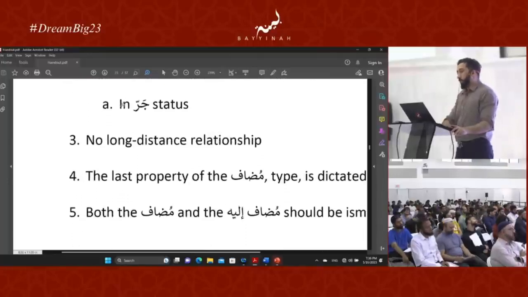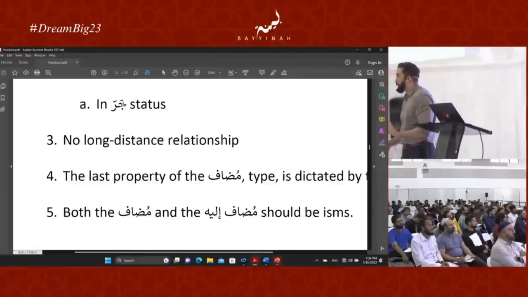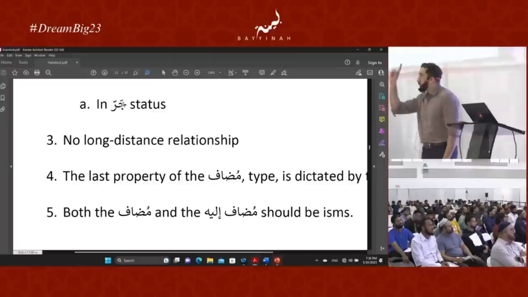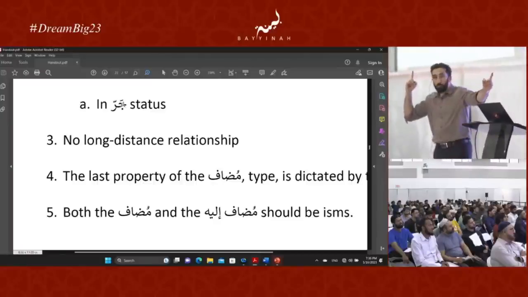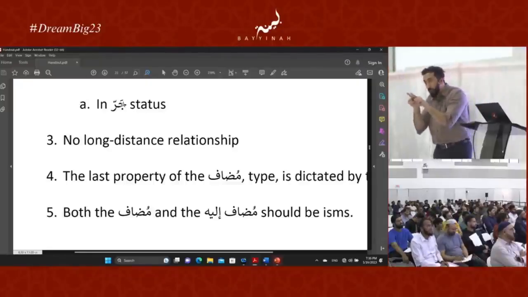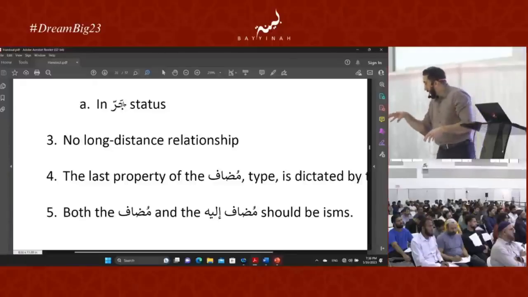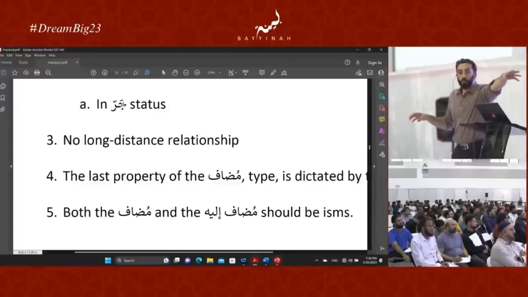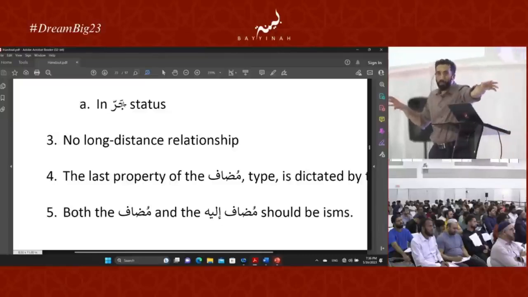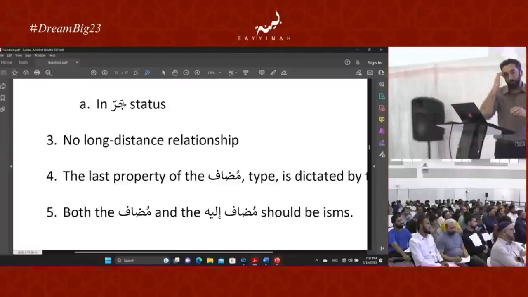Okay. Third thing, what does it say? No long distance relationship. Here's what that means. You can't be reciting Surah Al-Baqarah and say, I found a mudaf in ayah number 1, and then in ayah number 286, you found the mudaf ilayh for that. No. They have to be immediately next to each other. You cannot put something else between a mudaf and a mudaf ilayh. If you found light, no alif lam over here, and 3 words later, you find a jar over there, no, that's not a mudaf ilayh. They have to be together.